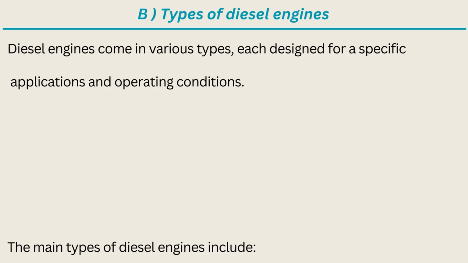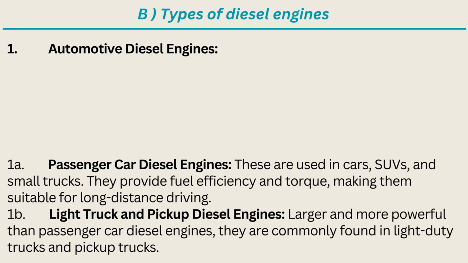Diesel engines come in various types, each designed for specific applications and operating conditions. The main types of diesel engines include 1. Automotive diesel engines. 1A. Passenger car diesel engines. These are used in cars, SUVs, and small trucks. They provide fuel efficiency and torque, making them suitable for long-distance driving.